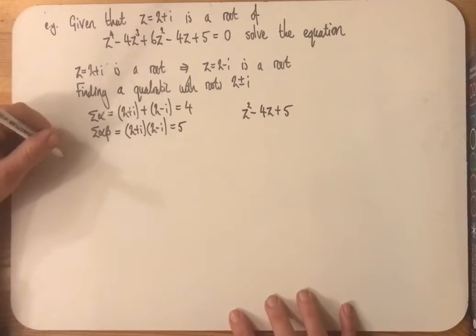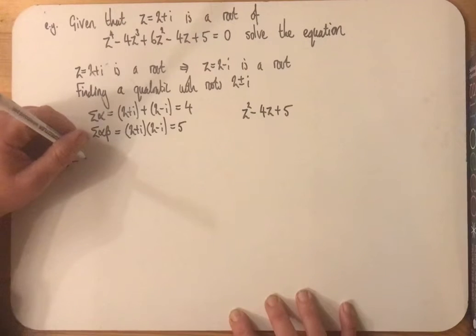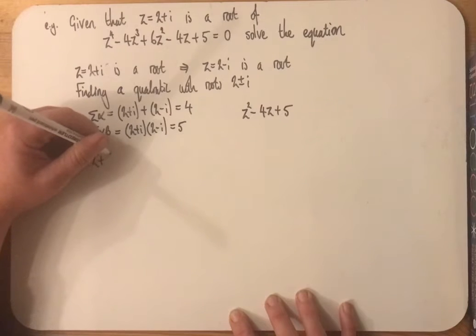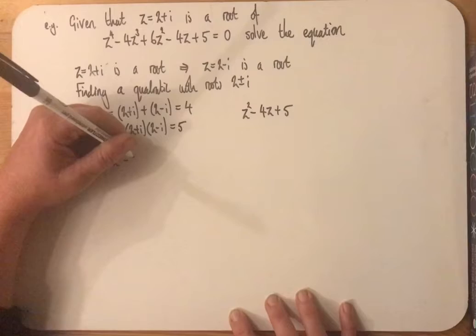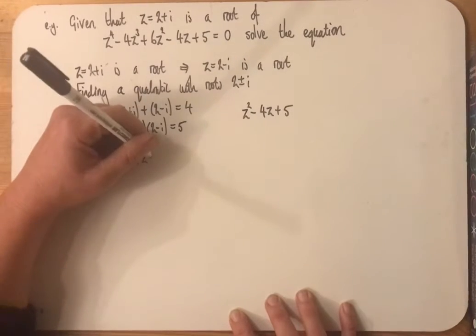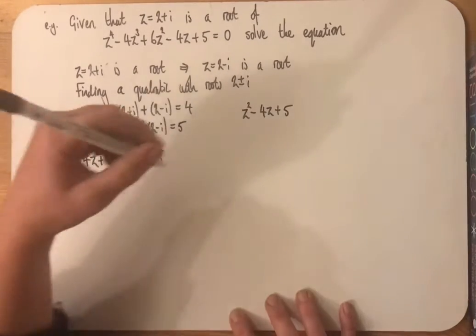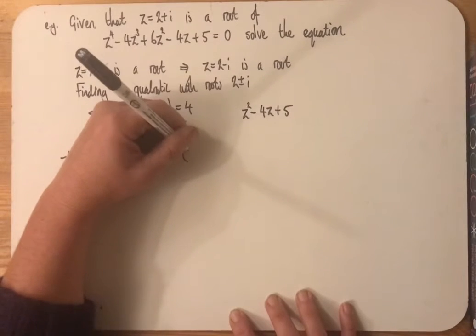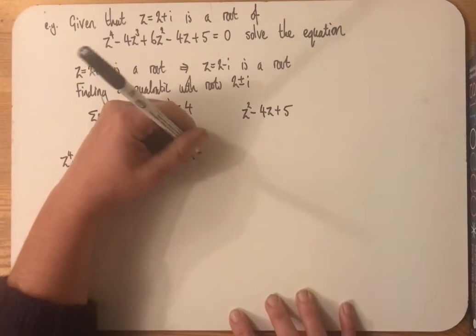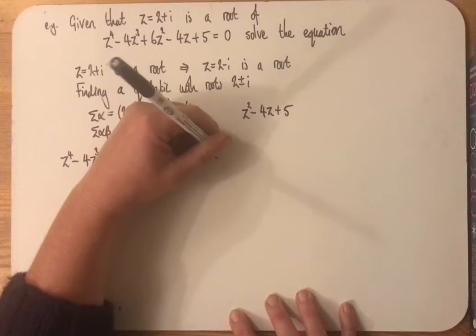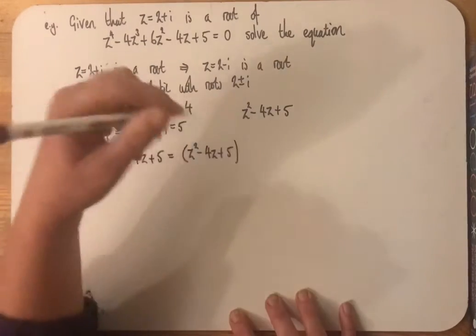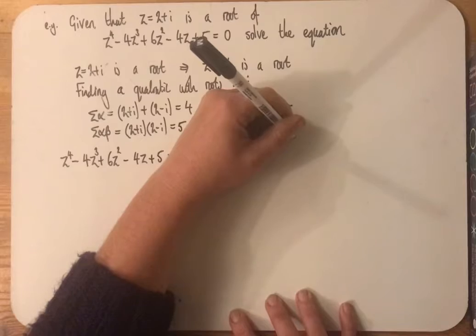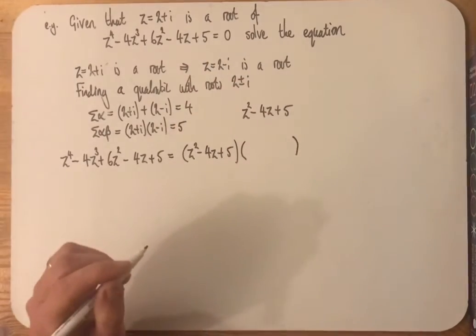So what I can do now is divide this quartic by the quadratic. I'm not teaching long division per se as part of the course because you don't actually need it. So we can do this by inspection. I'm dividing by z squared minus 4z plus 5. And then it's the same method as you've done in maths.